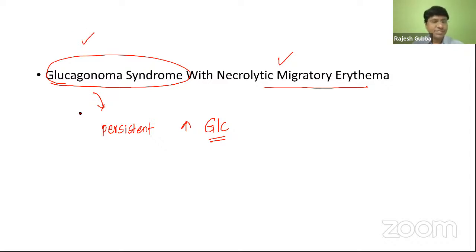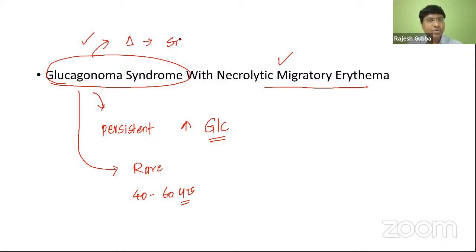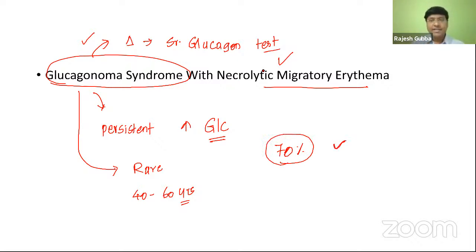Now, what are the other manifestations? Remember, this particular syndrome is very rare, and it occurs in the age group around 40 to 60 years. Right? And how will you diagnose this glucagonoma? The diagnosis, remember, is made with the serum glucagon test. So serum glucagon levels will be increased. And remember, in almost 70% of patients with glucagonoma, they have necrolytic migratory erythema.